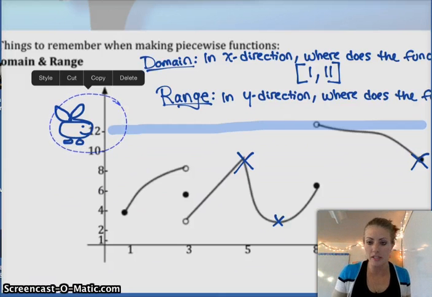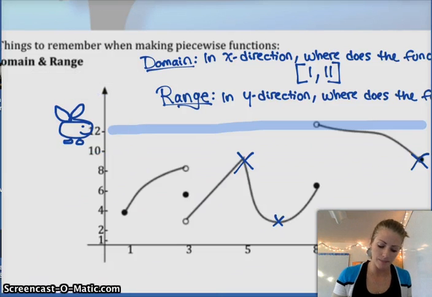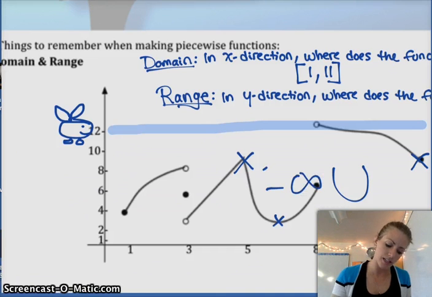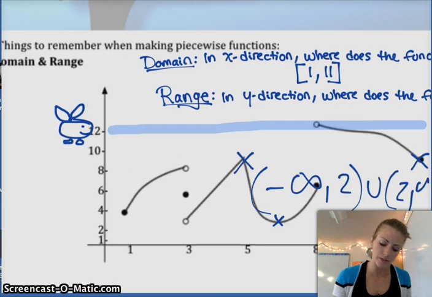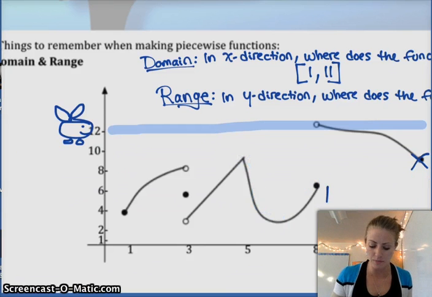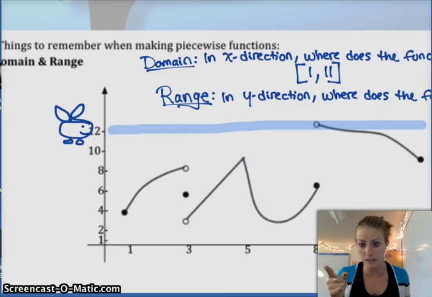But if we did, we would need to use the union, like negative infinity to something, union 2 to infinity, or whatever. We've done that before. You've seen that before, so hopefully that shouldn't be anything new to you. If it is, come see me.